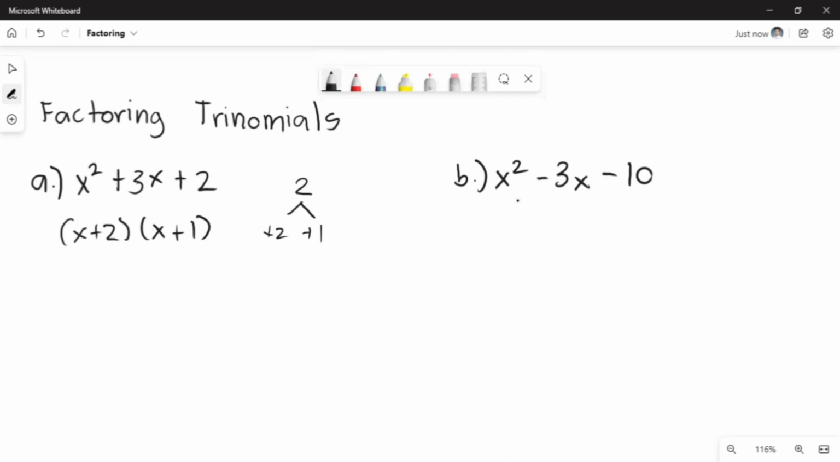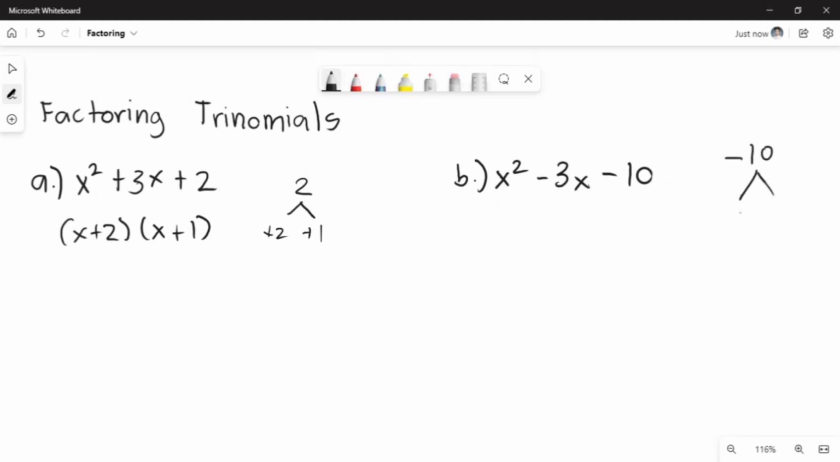Now, how about this second example? x squared minus 3x minus 10. Same process. The coefficient of the first term is just 1. Therefore, we just need to find a factor of our last term that will give us a sum of the middle term, which is negative 3. What are the factors of negative 10 that when we add will give us a sum of negative 3?